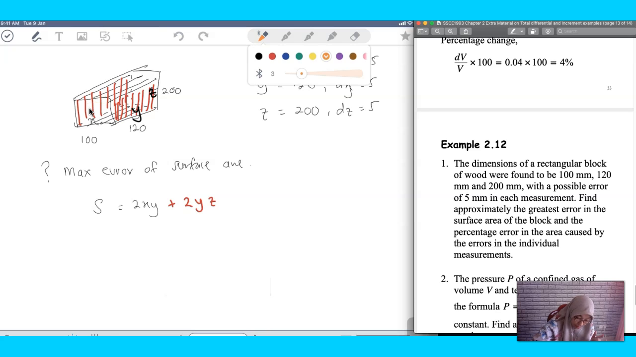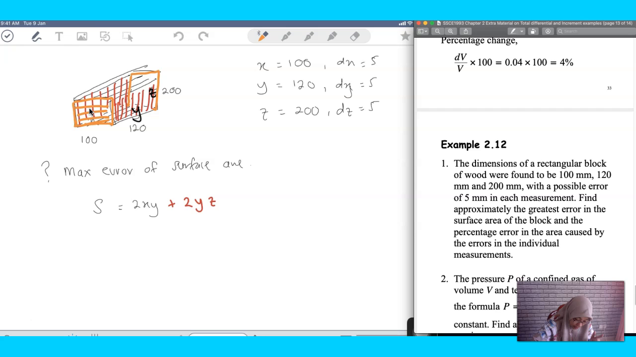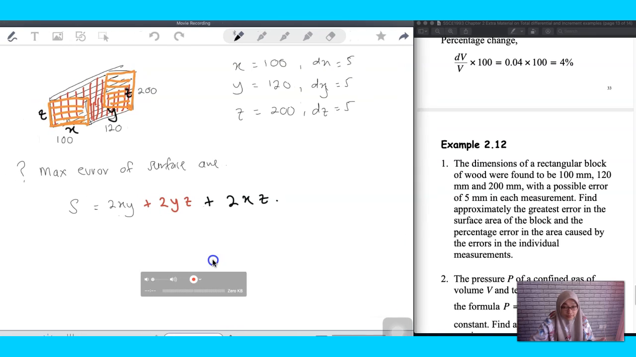This is your surface, and because the surface behind it is also the same, how can you get that formula? That one belongs to z and x, so you have plus 2xz. So that is the formula of the surface area. You have 6 surfaces to make up the cuboid, so we have this formula.